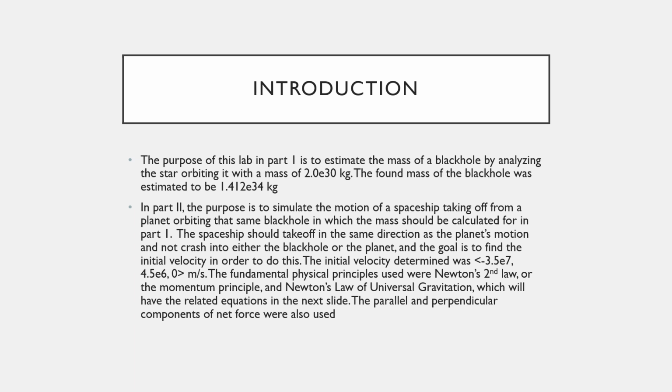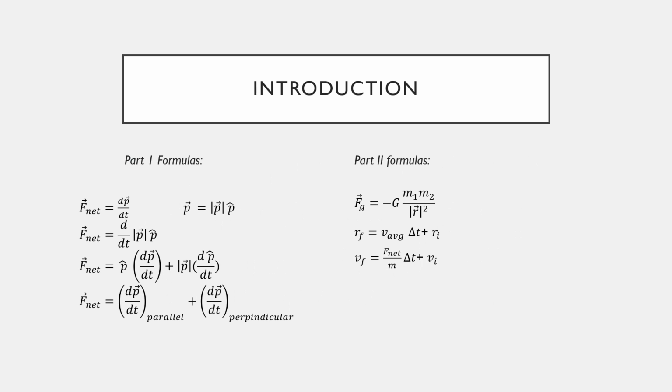The fundamental principles used in this lab were Newton's second law, or the momentum principle, and Newton's law of universal gravitation, which will have related equations in the next slide. The parallel and perpendicular components of net force were also used. These are the formulas for part 1 and part 2. Part 1 shows deriving the parallel and perpendicular force components from the change in momentum over change in time, and part 2's formulas relate to finding the force of gravity and the position and velocity update formula.